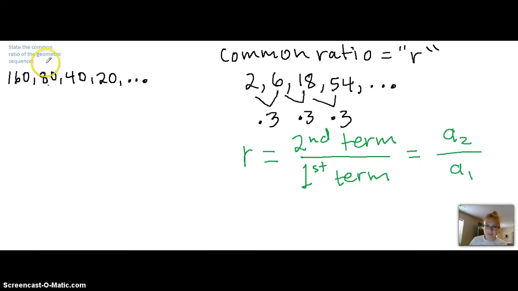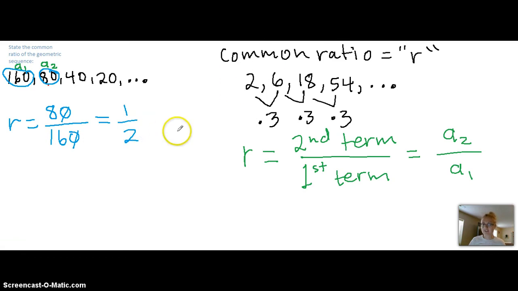So in this case, this would be our second term, 80, A2, and our first term here is A1, 160. So I'm just going to follow this formula. I take the second term, and let's go ahead and write R is equal to the second term, 80, divided by the first term here, which is 160. Now you can see that this can simplify to 8 over 16, which further simplifies to 1/2.